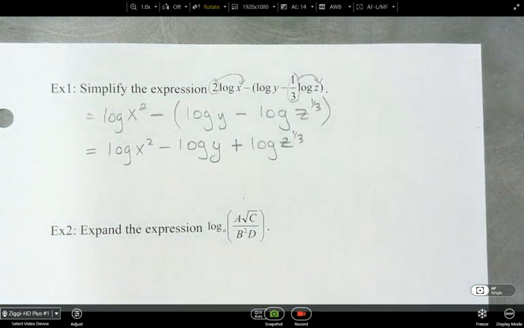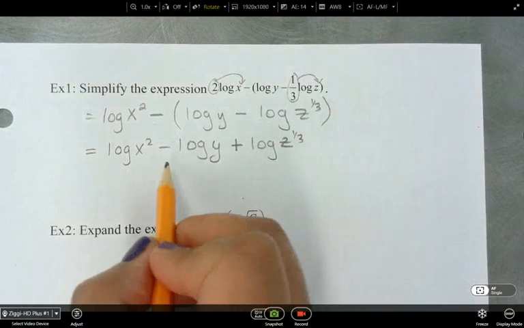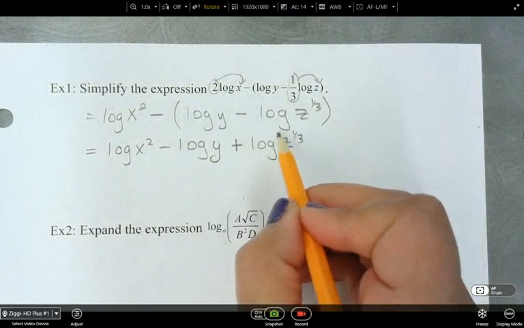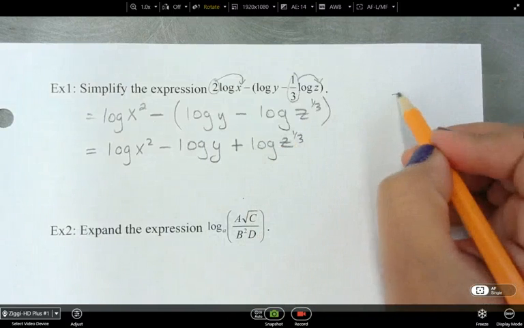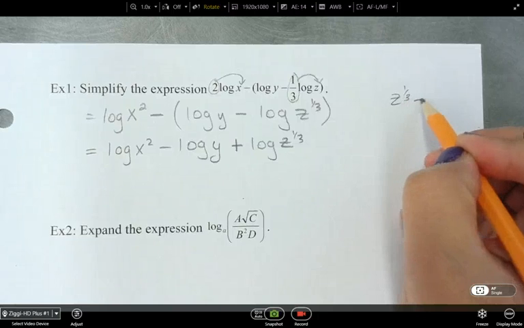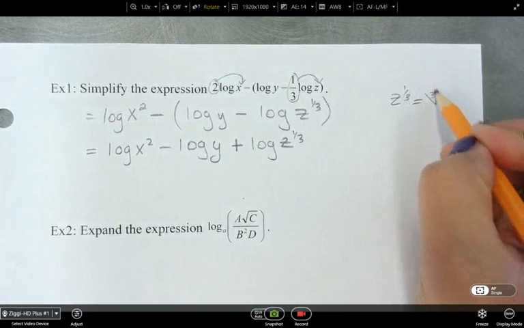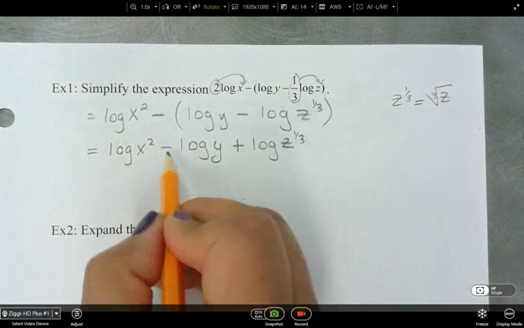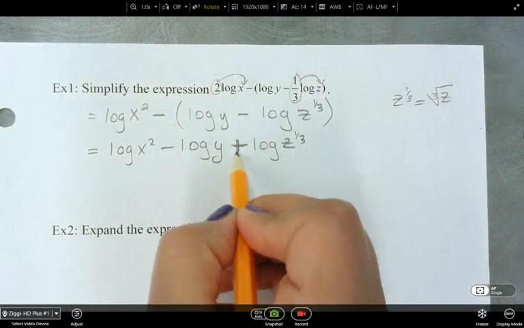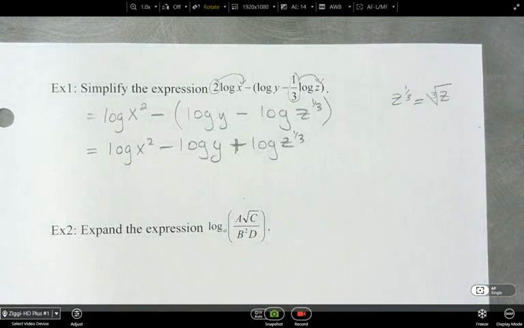So that turns into a positive. Okay. All right, how can I rewrite this? I've got z to the 1/3 is the same as the cube root of z. Okay. Now, how can I deal with these pluses and minuses that are in the logs?